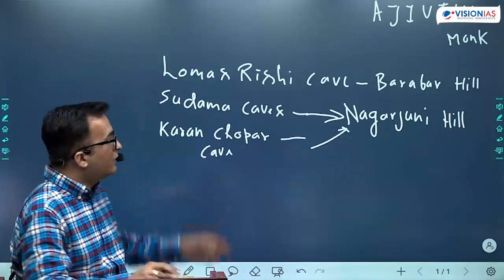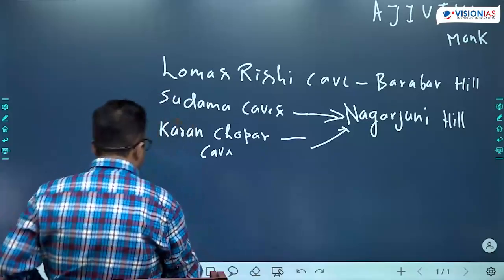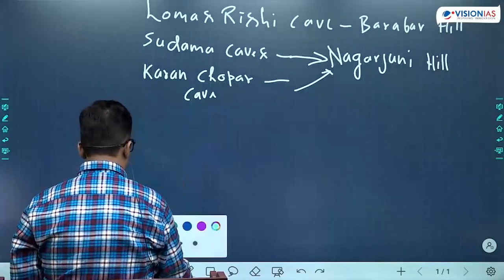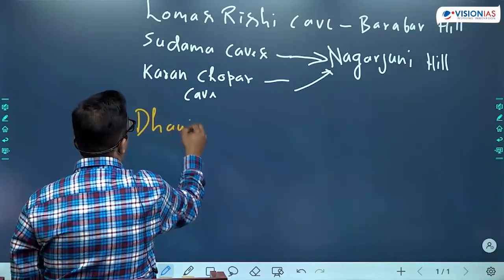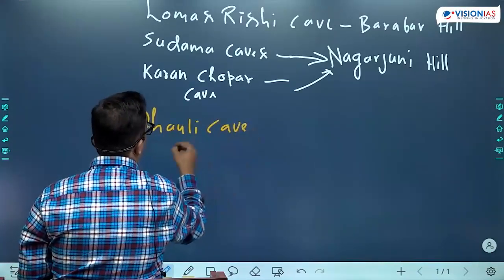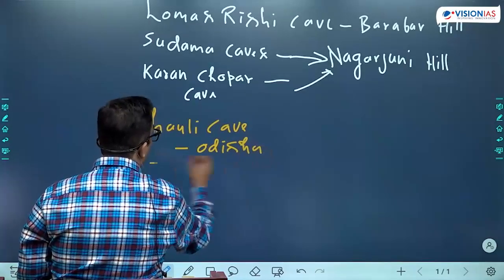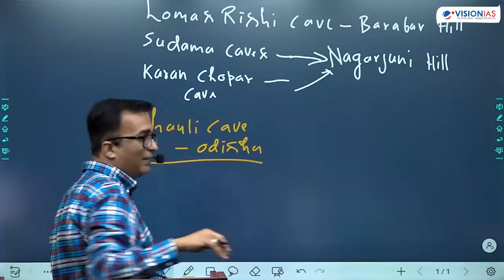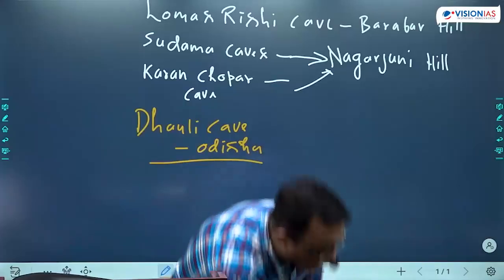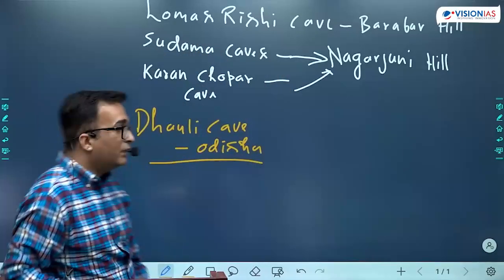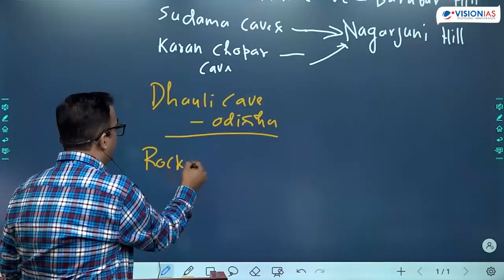Then, so these are these three in Bihar, and the one which is in Odisha. So mention Dhauli cave of Odisha. And there is one more thing at a Dhauli cave. Though the cave is not surviving, it has been destroyed now, but there is one thing which is surviving in the Dhauli, that one rock cut elephant sculpture.